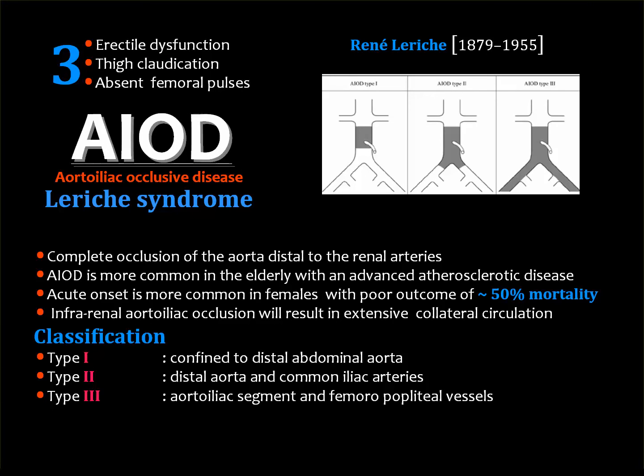We came to the other disease, which is the aortoiliac occlusive disease, or what's known as Leriche syndrome. Leriche syndrome means occlusion of the aorta distal to the level of the renal arteries, and this may be associated with involvement of the common iliac or even the femoral arteries. And according to the extent of the occlusion, there are three types of Leriche syndrome. Type 1 is confined to the distal part of the aorta.